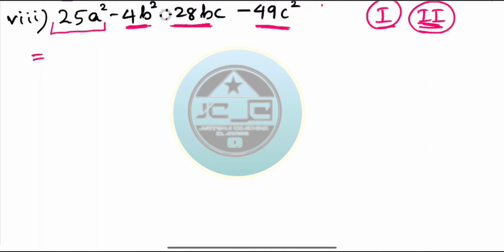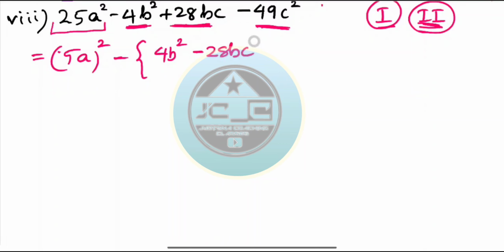So very simply, we can write 25a square as (5a) whole square, minus. By taking minus common out of this expression, 4b square 28bc minus 49c square, when taking minus common all signs change. So it is 4b square, right? This will be 4b square minus 28bc plus 49c square. Clear? A square minus 2ab plus b square.